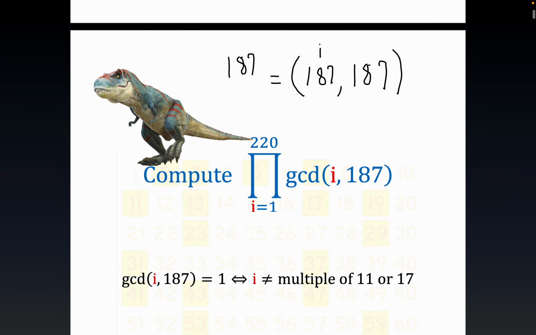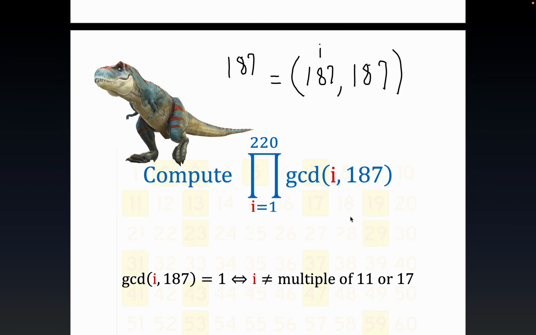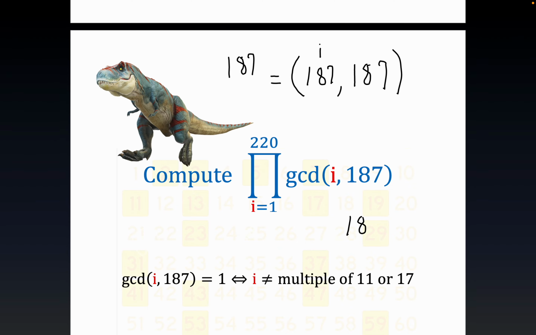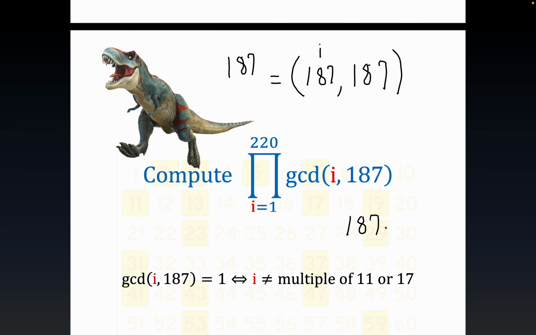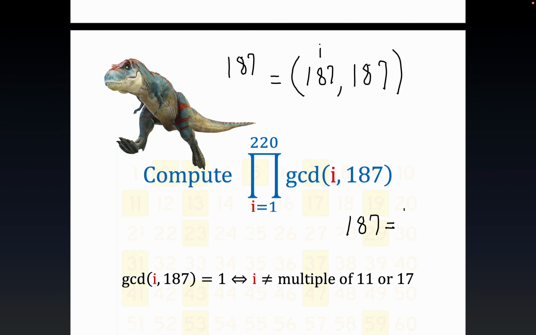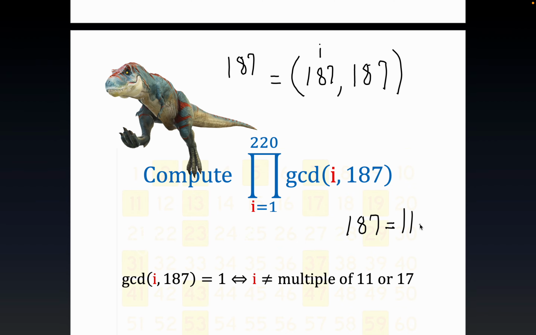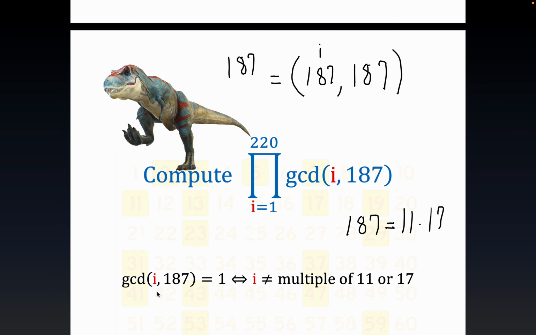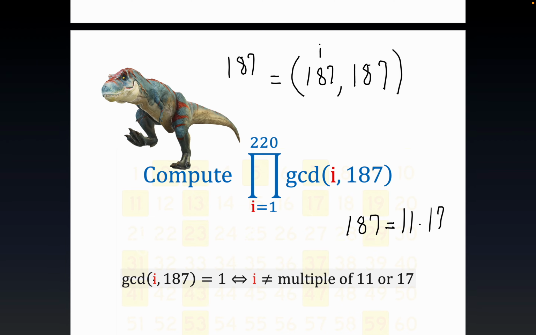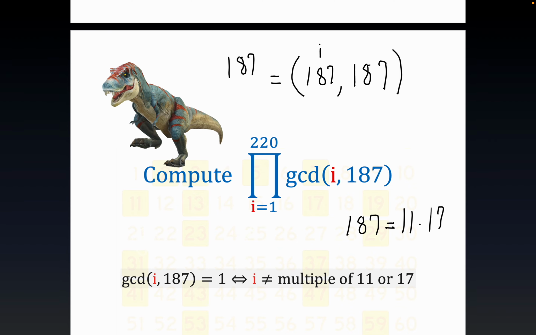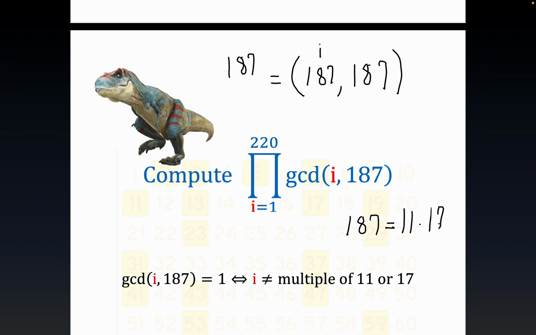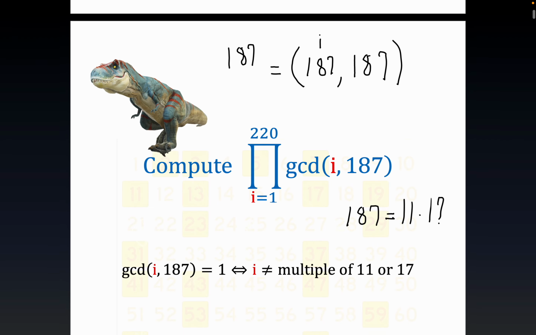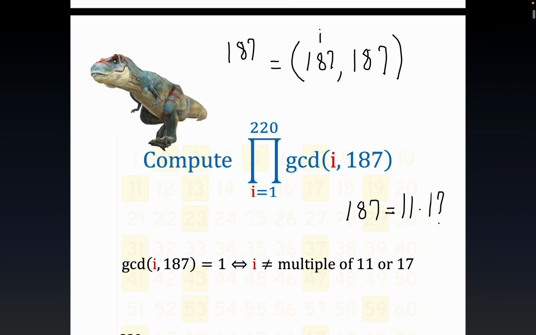Now, you get the impression, once you notice that 187 is semi-prime. It's almost a prime number. That's literally what they call it. It's semi-prime because it's composed of the product of two distinct primes, namely 11 and 17. So it's very clear, this statement right here, that the greatest common divisor of an integer and 187 is equal to 1 if and only if I is not a multiple of either of these two factors, 11 and 17. So it behooves us to count these multiples in some way.